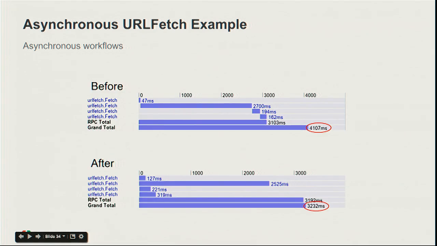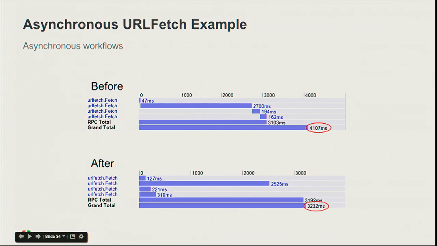So if we have a look at the actual before and after. Before, with fetching 4 RPCs, 4 websites, it actually takes nearly 4 seconds. Doing it with an asynchronous model, you can still do the processing in between each of these requests, and in this case, it takes just over 3 seconds. So a fairly large saving.